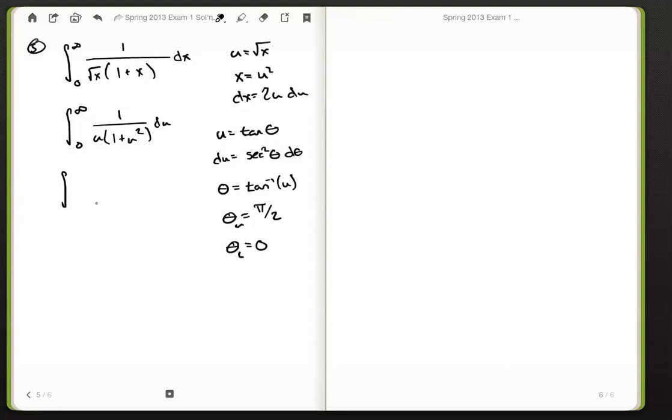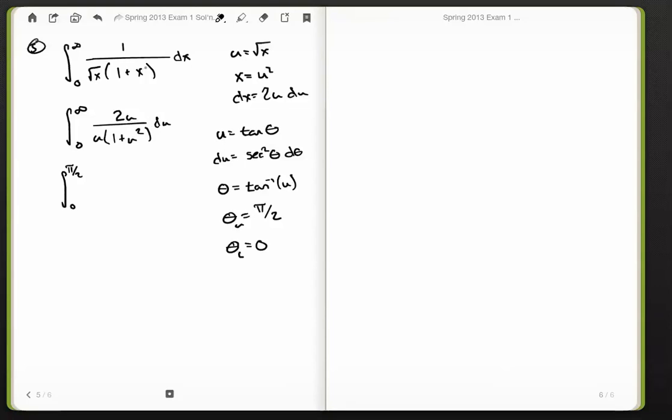Let's see, the 0 stays as 0. This becomes a pi over 2. And the du is, oh, I missed a 2 here. Dx, oh, yeah, I knew I missed a 2. So this equals 2. Okay, because dx equals 2u du, so dx has got to be 2u du. All right, I missed that stuff here.